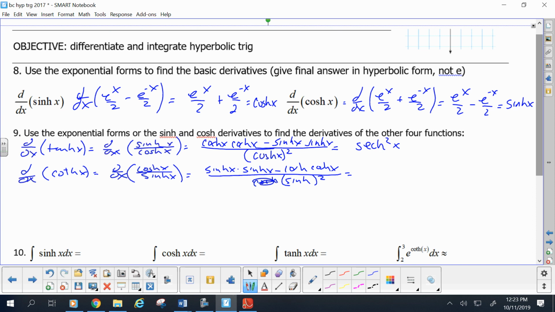Hyperbolic cosecant or negative hyperbolic cosecant. This time you get an opposite sign in the top, so you have to use the opposite of the identity, so it's negative hyperbolic cosecant.